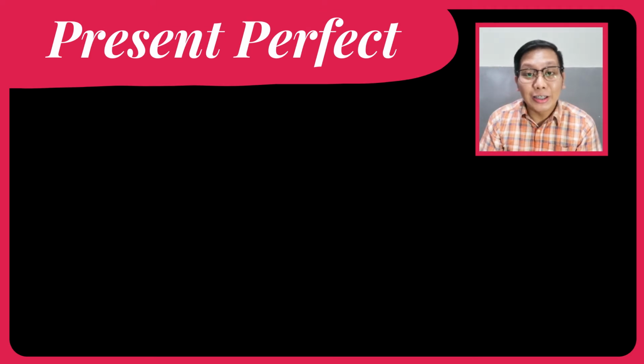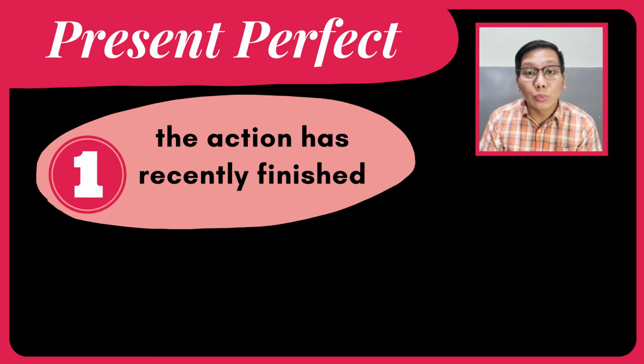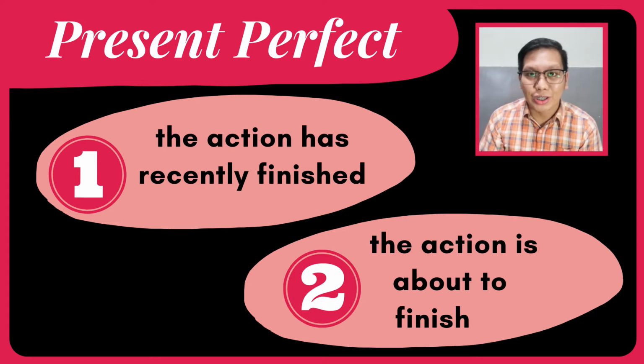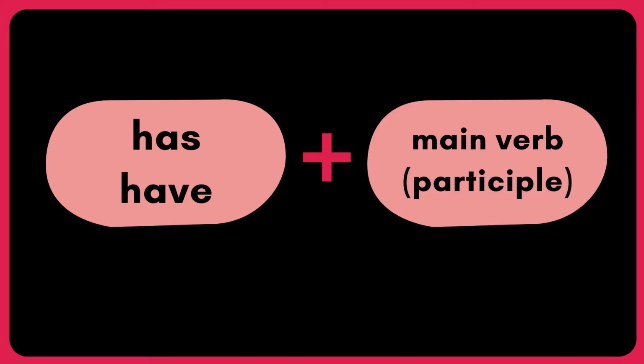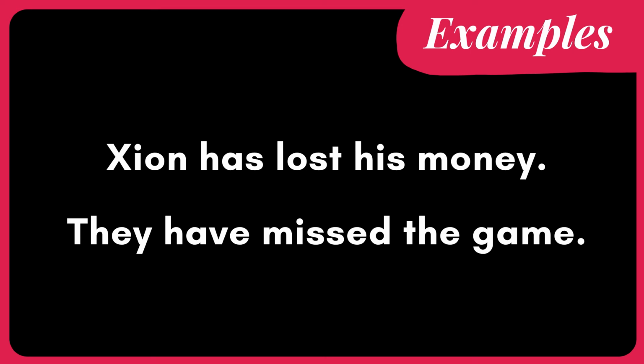Present perfect tense is used in two cases. First, if the action has recently finished, and second, if you are sure that the action is about to finish. It follows the format has for a singular subject or have for a plural subject plus verb in past participle form. For example, Zion has lost his money.